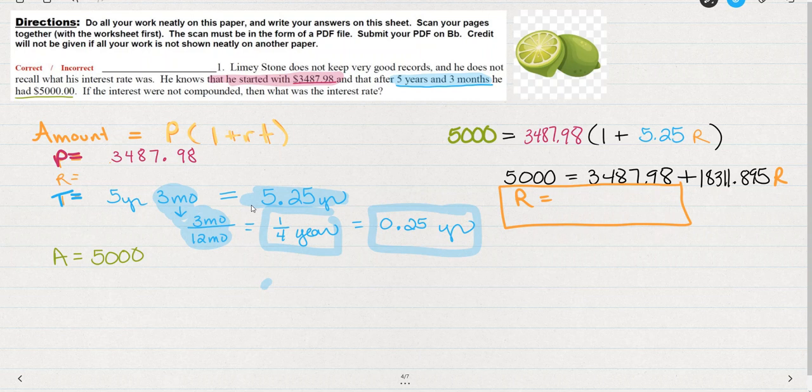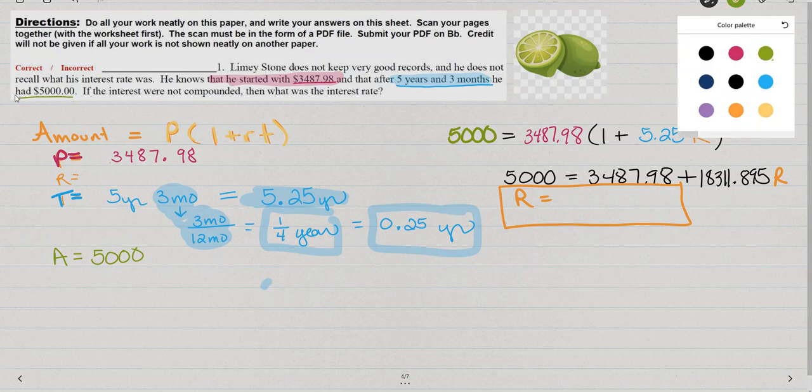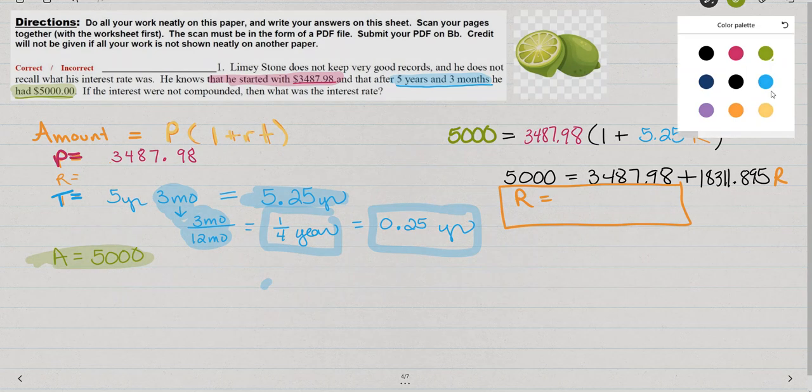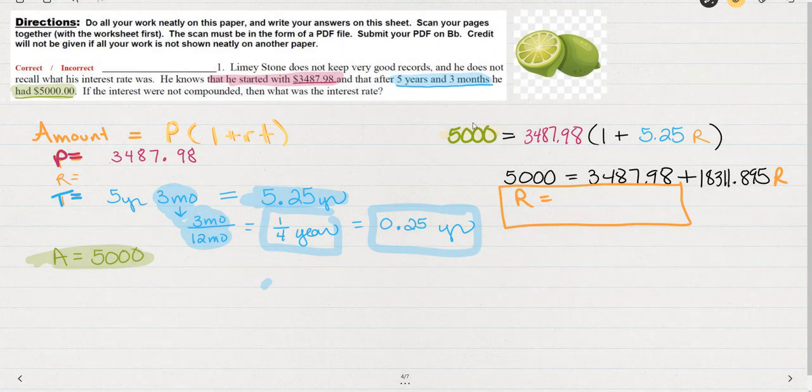And then finally, reading the problem, we see that at the end of that time frame, his amount is $5,000. Now it's just plugging in. I'm going to plug in 5,000 for amount, 3,487.98 for principal times a quantity of 1 plus 5.25 for time, and then the rate is the only thing left unsolved for.